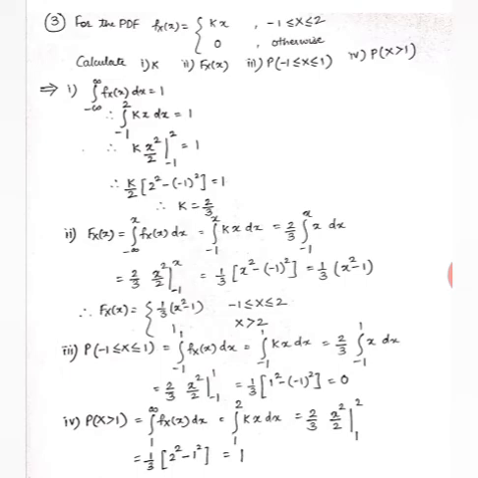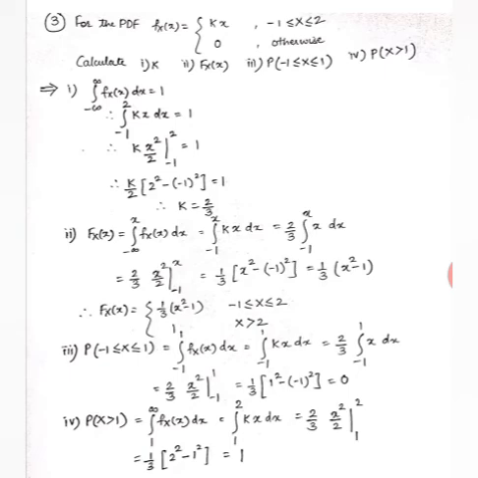So again, to find out the value of k, we use the same property, that is the integral from minus infinity to infinity of fX(x) dx is equal to 1. For this particular numerical, the limits are -1 to 2. The probability density function is defined between -1 and 2; before -1 it is 0, and above 2 it is 0. So the limits would be -1 to 2, kx dx is equal to 1.